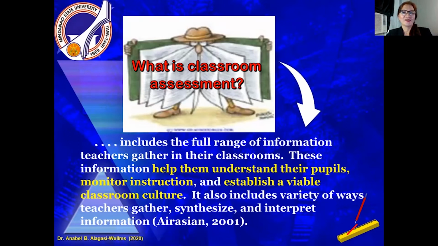Are you ready with our session? So let's start with trying to understand what is classroom assessment. Classroom assessment includes the full range of information teachers gather in their classrooms. This information helps them understand their pupils, monitor instruction, and establish a viable classroom culture. So according to Russian in 2001, it also includes a variety of ways teachers gather, synthesize, and interpret information. This is inside the classroom. So it's the overall information that teachers gather inside the classroom.